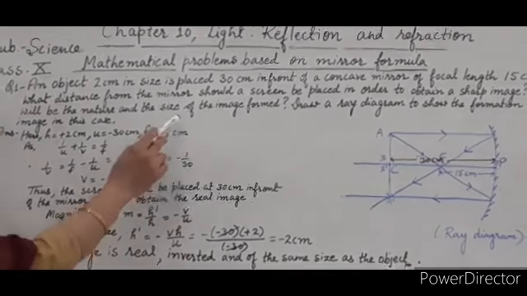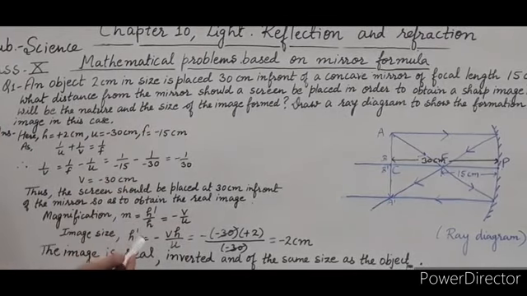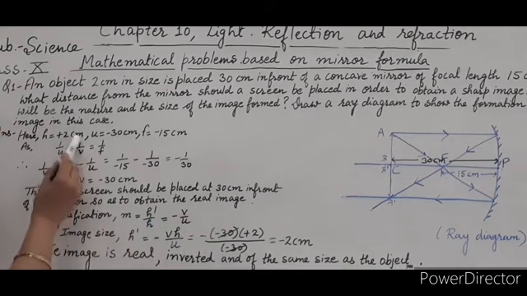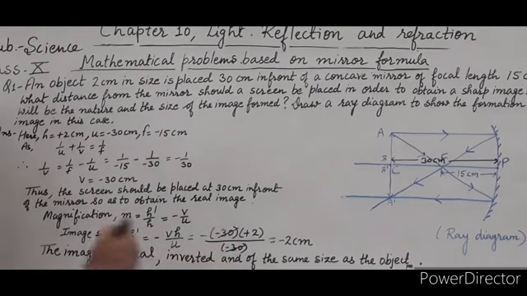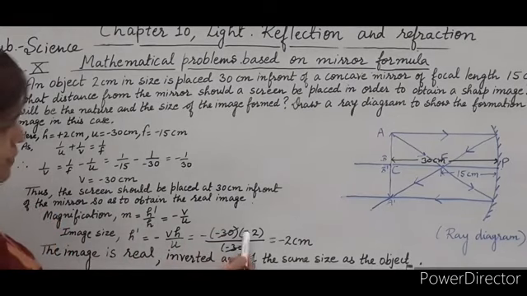So we have to calculate the size of the image, h dash. h dash is equal to minus v multiplied by h divided by u. By putting all the values, v we have calculated as minus 30, h, the height of the object, is 2 centimeter, so 2 divided by u, u is minus 30. So minus 30 cancels out. Plus minus minus, so minus 2 centimeter.